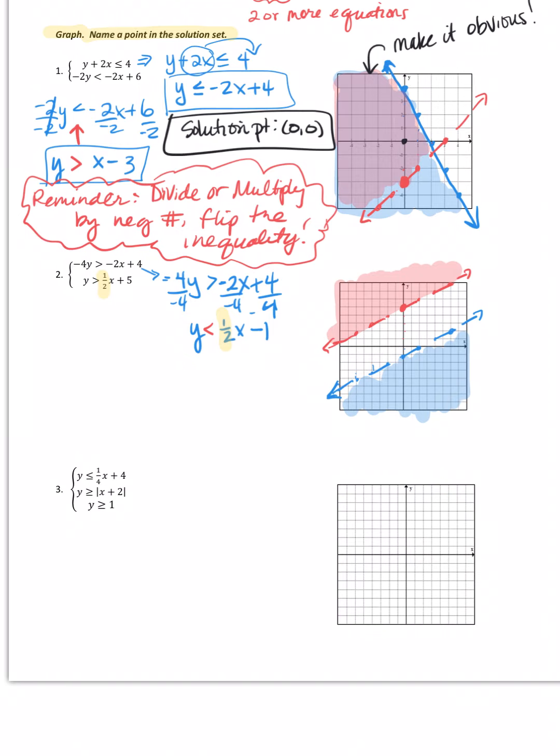Now, let's just pick a point, make it simple, and call it this point right there. So what is that? -2, 1? That'll work. So my solution point is -2, 1. Now you and your neighbor may have different solution points. That's okay, as long as it's in the shaded area.